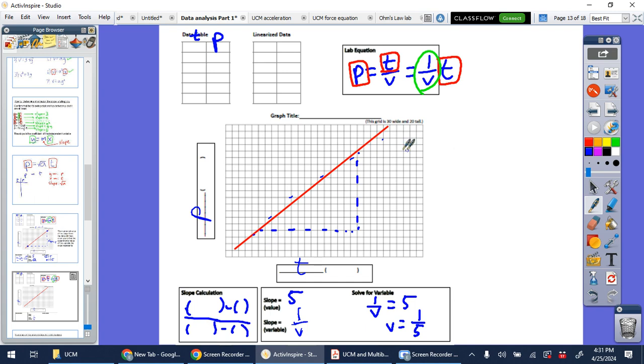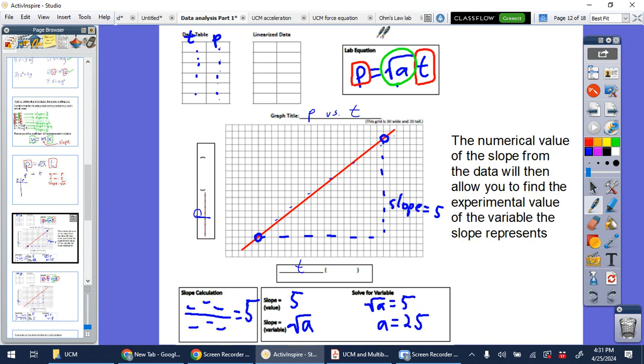So in other words, the entire point of this lab, the entire point of me collecting P and T data, was to eventually use the slope to find the value of this letter right in here, right? For this lab, the whole purpose of me getting P and T was to find, through the slope, the value of this letter right here.